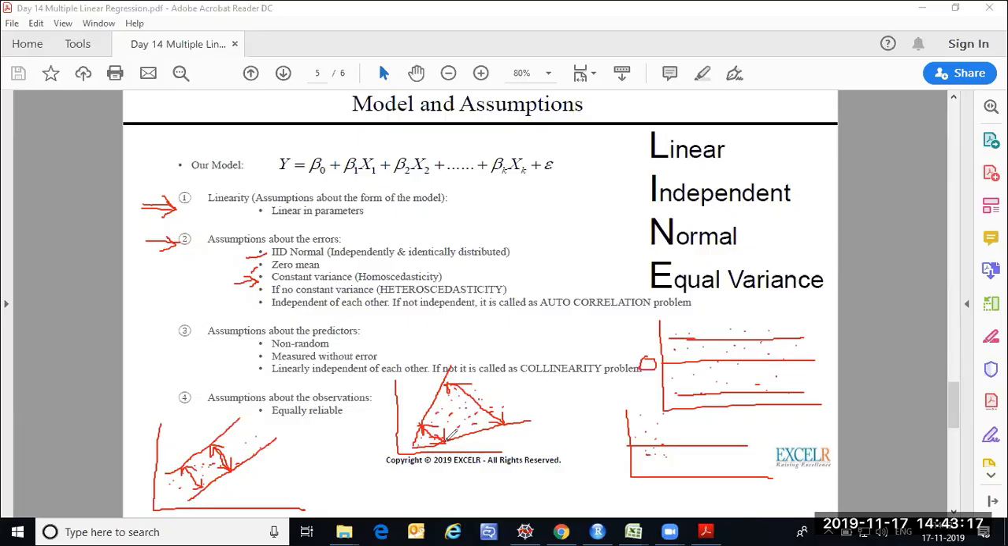Is this an expected behavior? Having an inconsistent variance? Having a consistent, constant variance is the intended behavior. If you have inconsistent behavior of the spread or variance, then it is a problem that you need to deal with, and that problem is called heteroscedasticity. Homoscedasticity is an expected behavior. Heteroscedasticity is a problem that you need to deal with.